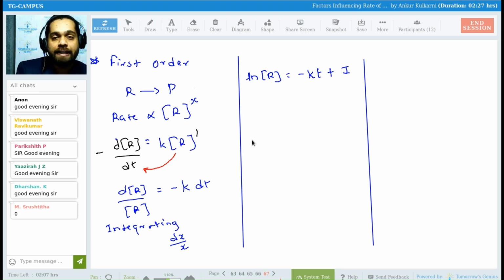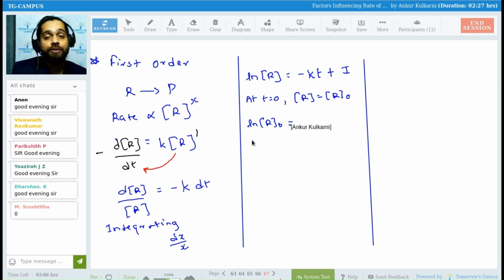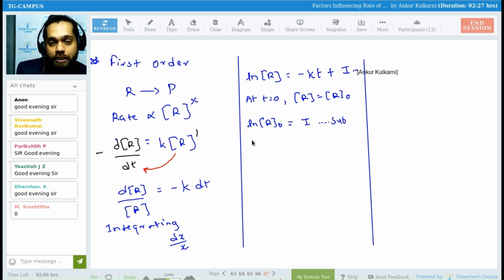Okay. Now again let us consider we want to find the value of I. We do not want I in our equation. So again at t is equal to 0, r will become r0. So if I substitute this over here, ln r0 minus ln r0 is equal to, your t becomes 0 and this will become I. So substitute this, suppose this is equation 1. Substitute in 1. Correct?